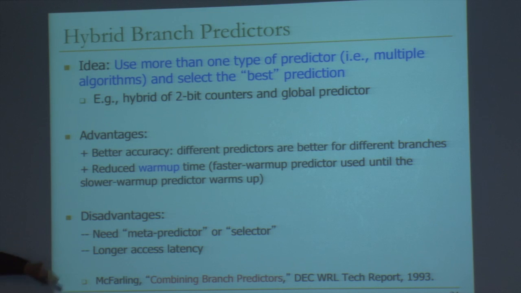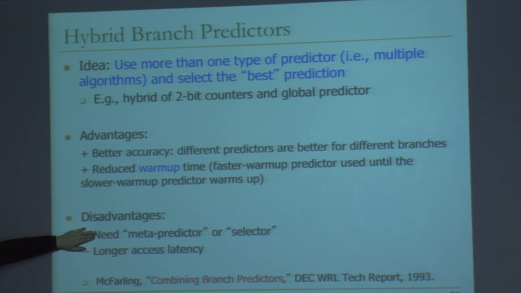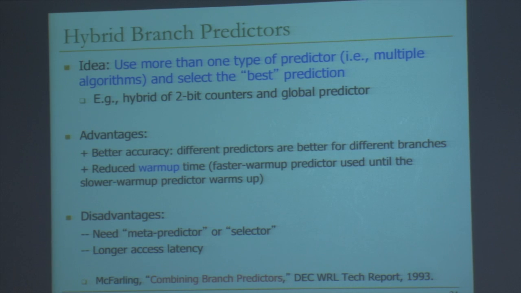Well, I should have asked you maybe, but now we're adding more and more, right? You have longer access latency. Somehow you need to have two predictors and choose between them, which means another mux and a controller for that mux. How do you decide which predictor to choose? This is called a meta predictor or selector. Which predictor do you trust more?